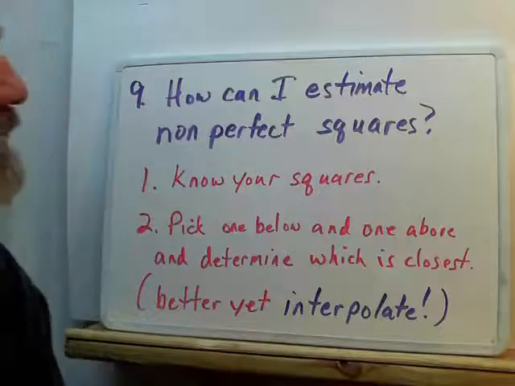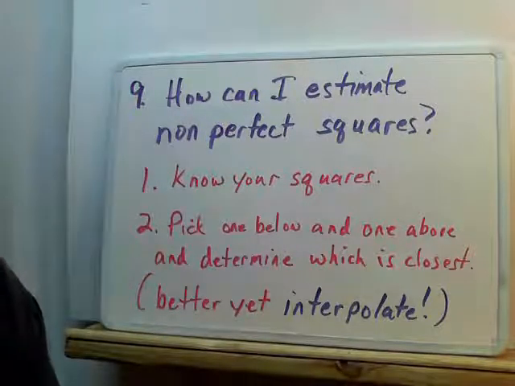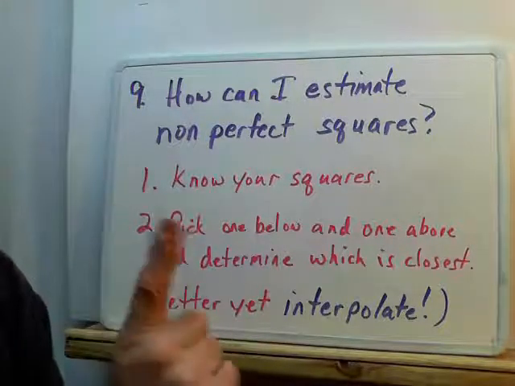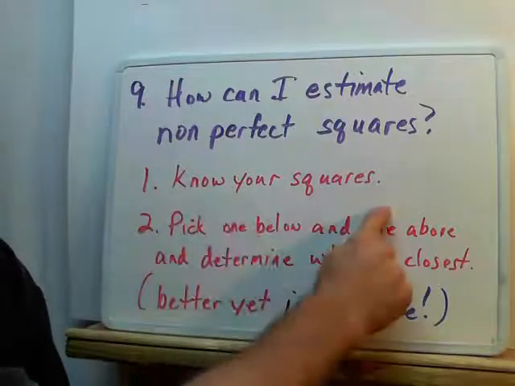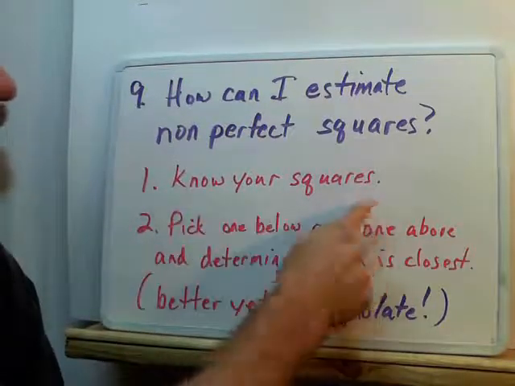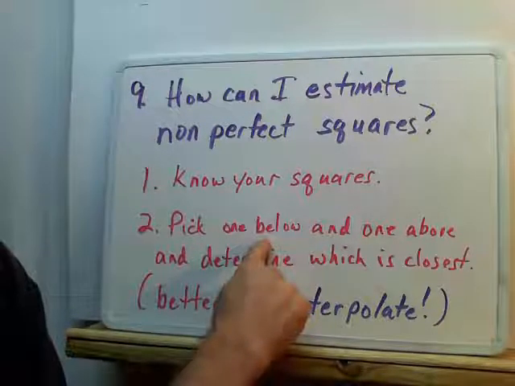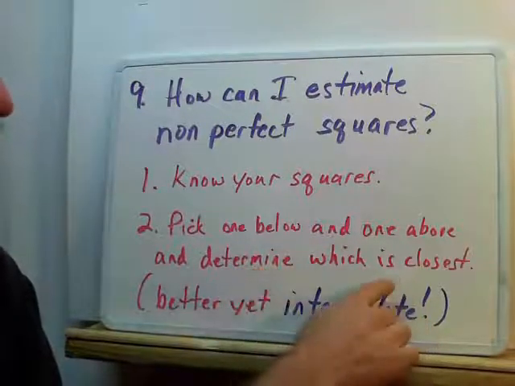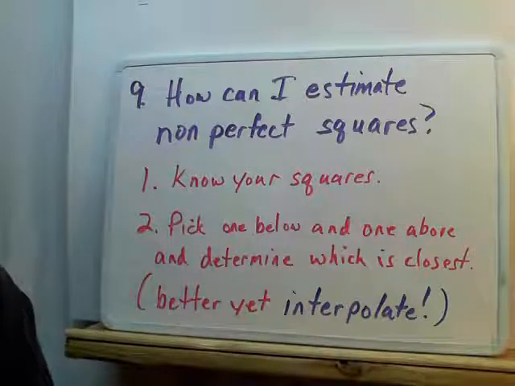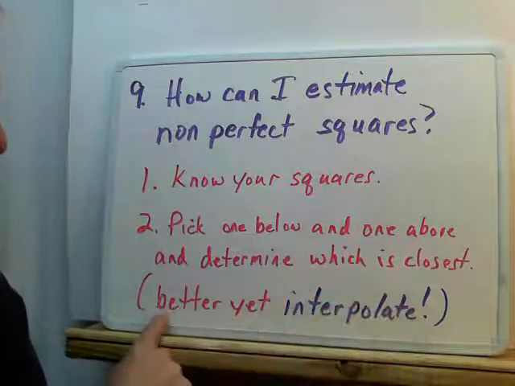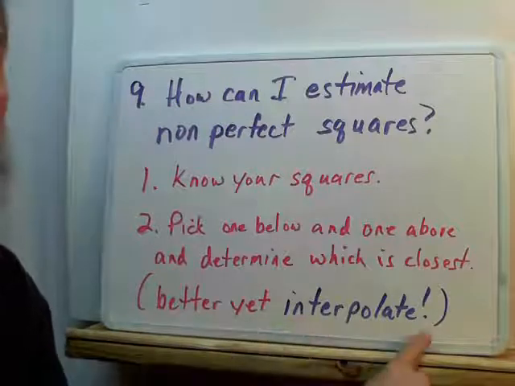And finally, our essential question: how can I estimate non-perfect squares? Well, first of all, step number 1 is you have to know your squares. If you know your squares, you can therefore pick a perfect square below the one you're looking for and one above the one you're looking for, and then it's a matter of determining which one is closest. And I would say, better yet, interpolate.